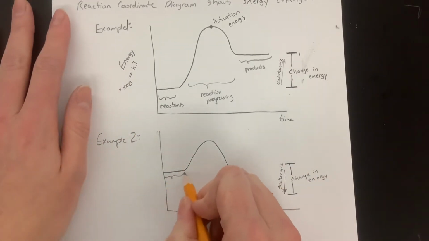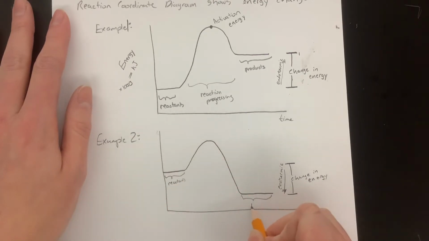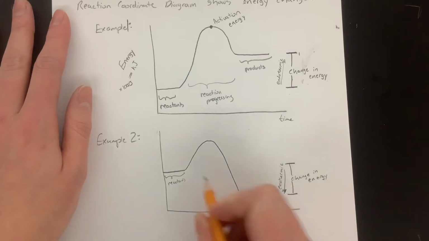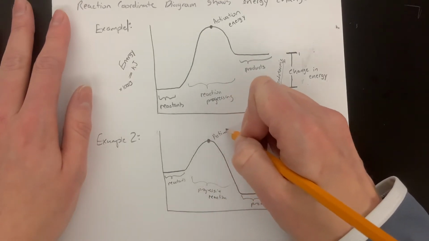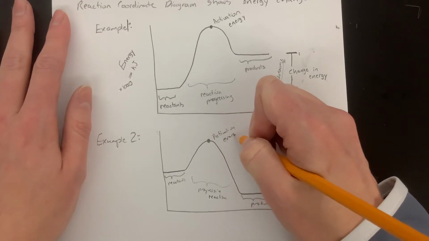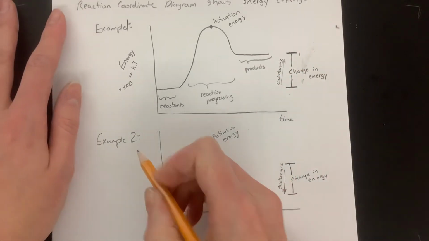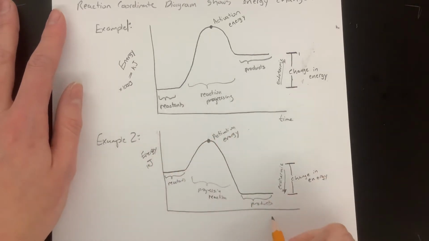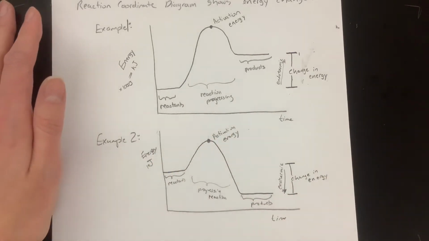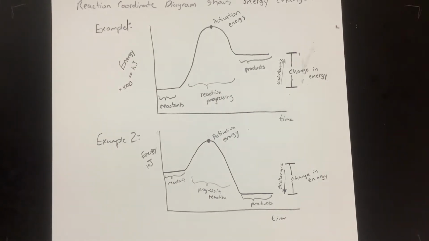We still have our reactants here. Our products have less energy. This is the progressing reaction, and the energy is changing. This topmost point here is our activation energy. Okay, and again, we're measuring energy on the y-axis, most likely in kilojoules, and we'll have time on the x-axis here.